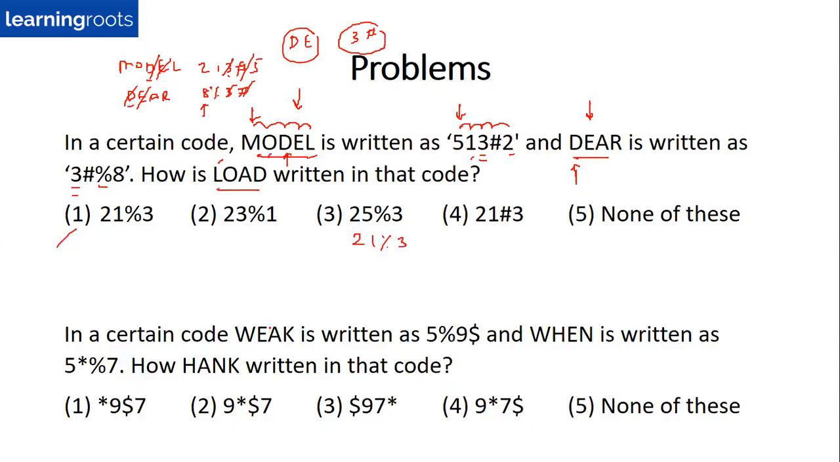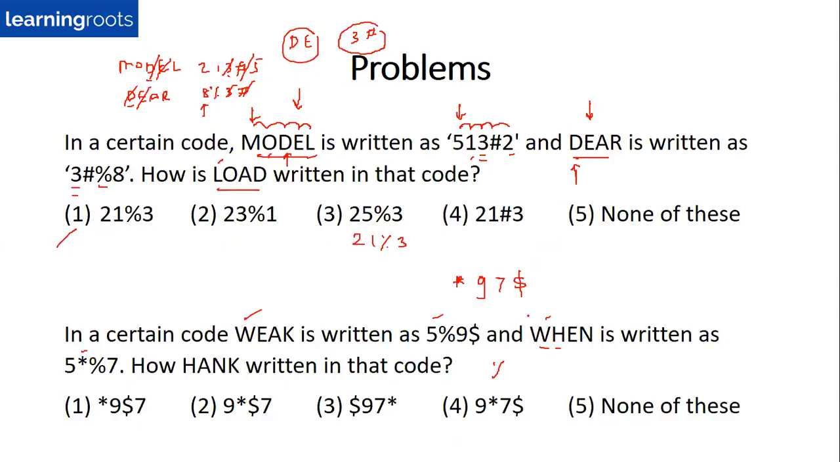Next one again is very similar. So W is 5. I look at the first place and that will give me the answer. So I just need to code now. So H is the second letter, so it's going to be asterisk, followed by 9. Then you have N, which is 7, and then you have the dollar sign, which is K. So again, none of these.